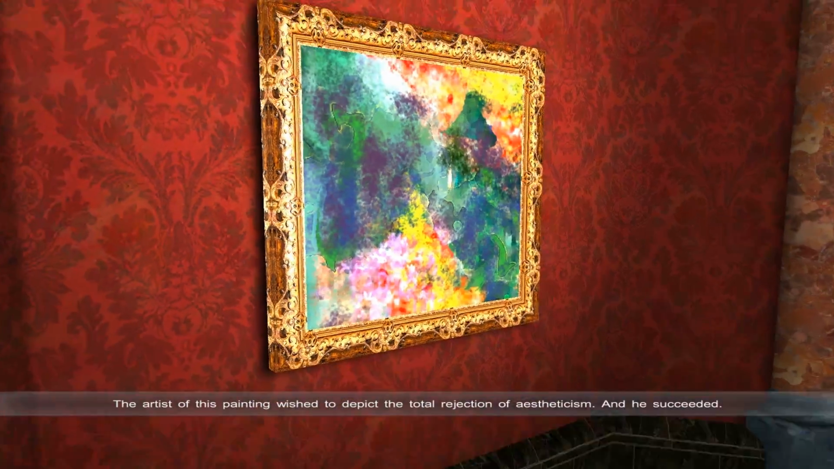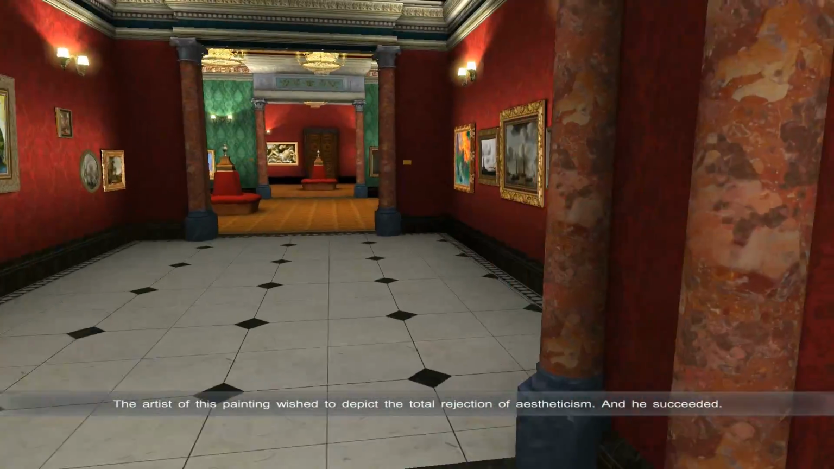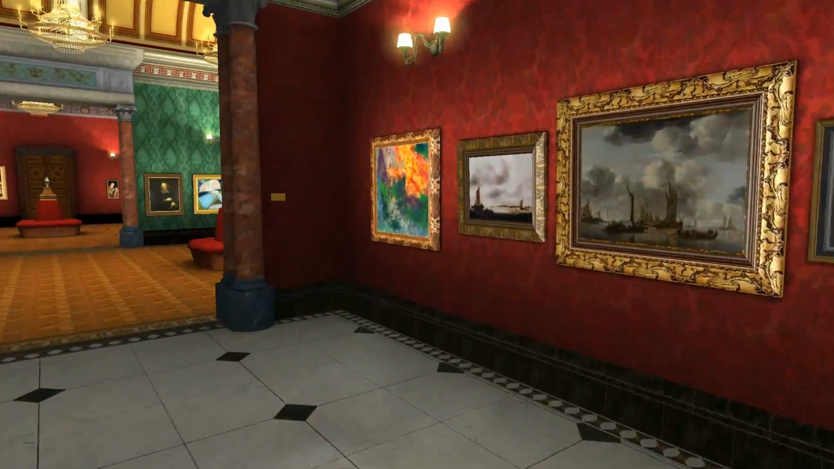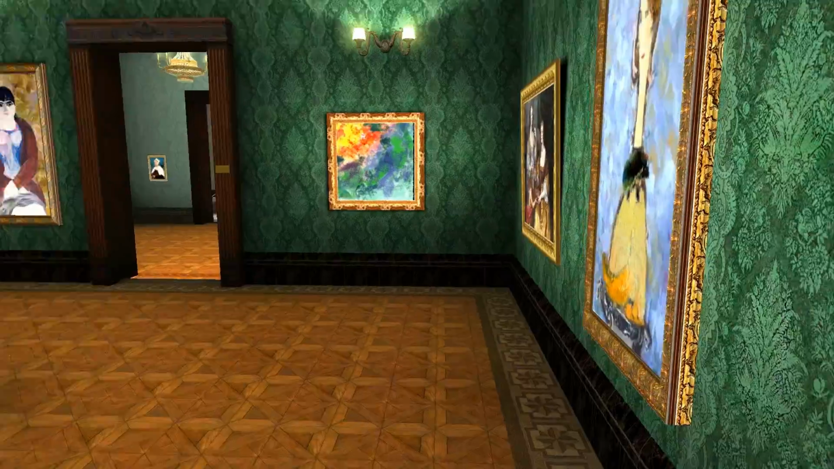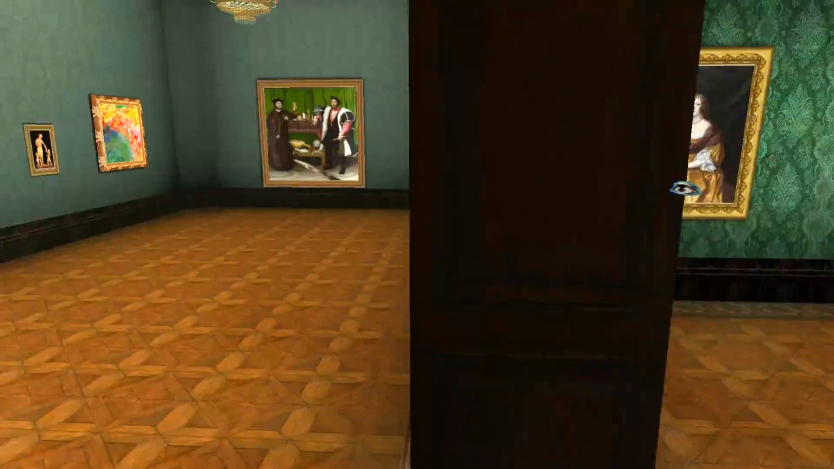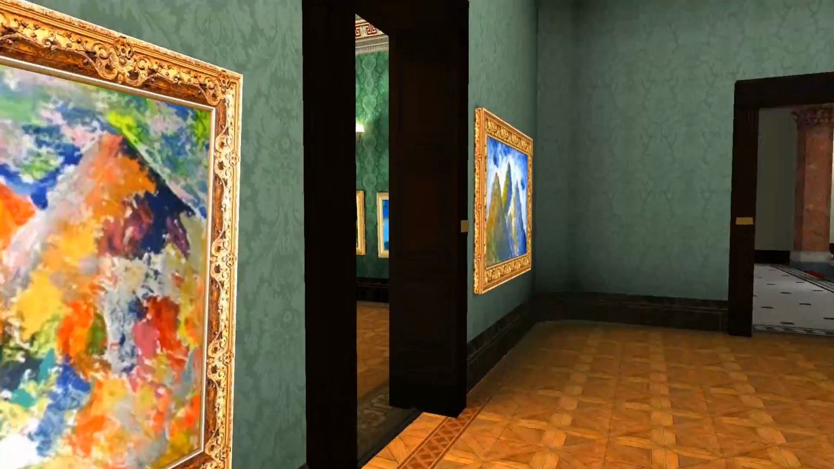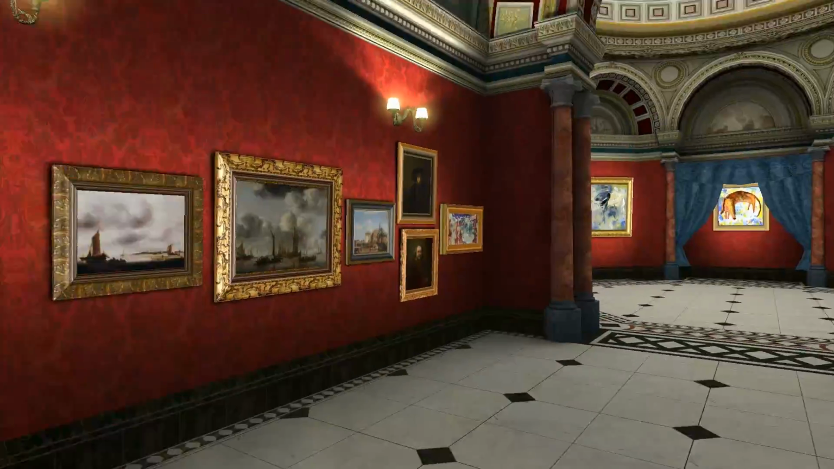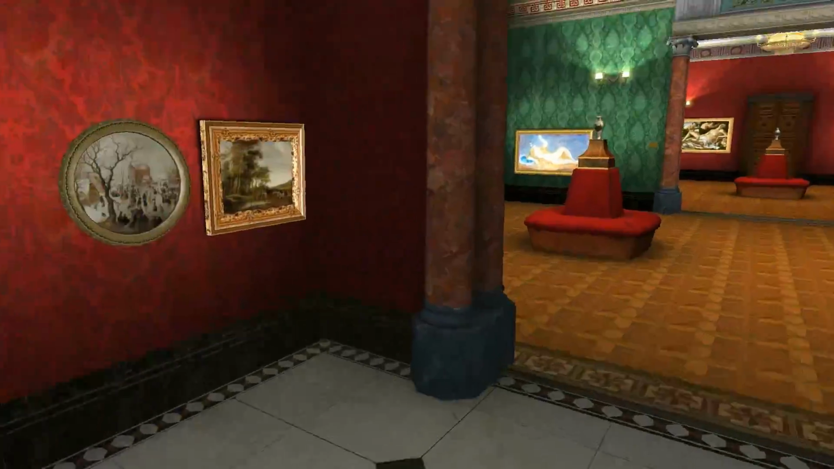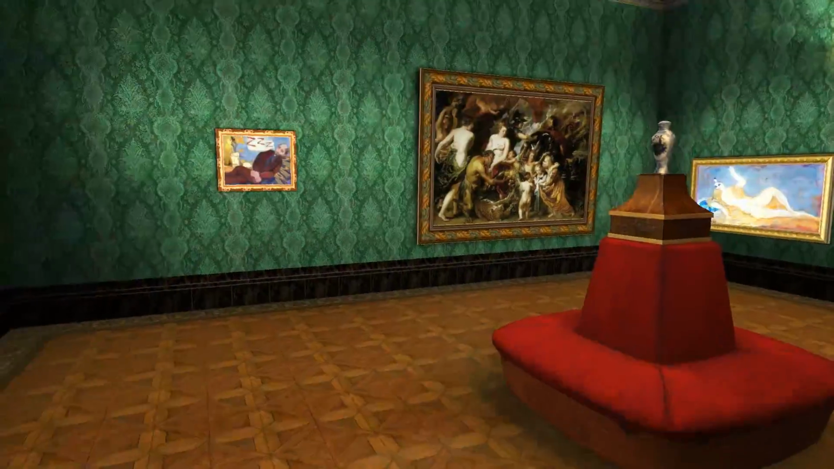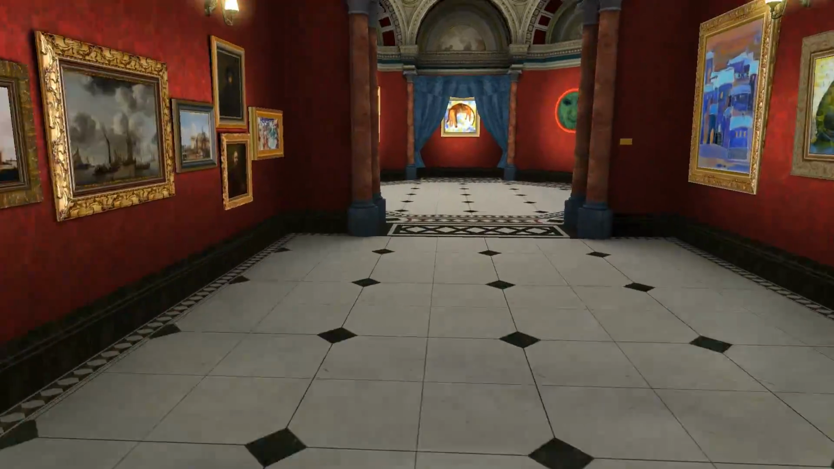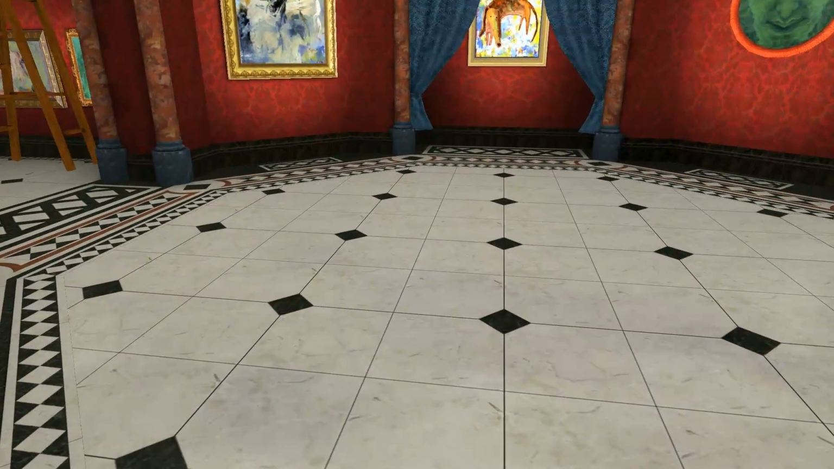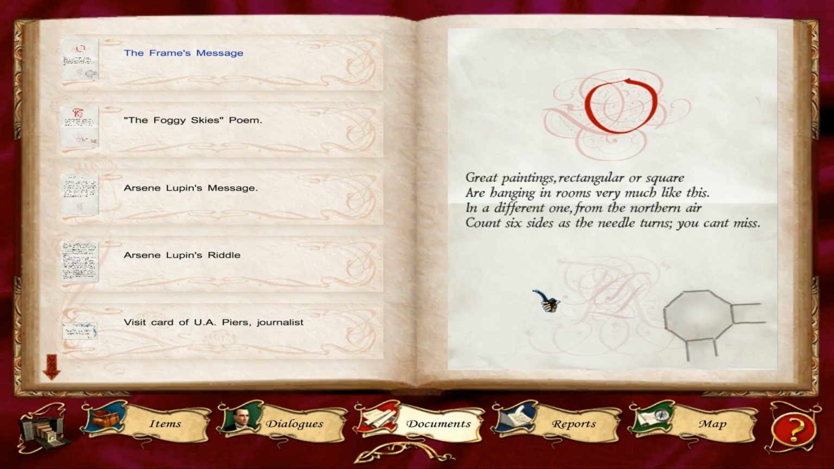The artist of this painting wished to depict the total rejection of aestheticism, and he succeeded. The other way. Right. 1, 2, 3, 4, 5, 6. But he talks about square and rectangle paintings. Now that might be he's narrowing down the options for us, or it could be that he's trying to... I don't know. Great paintings. Rectangular... Oh, that's the phone.